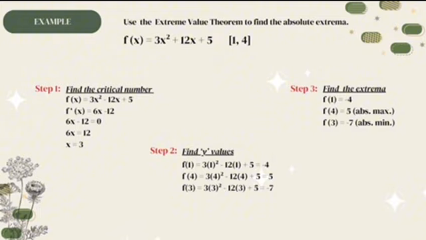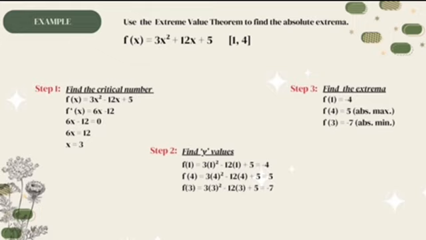Next is to solve this and find the value of x. So 6x minus 12 is equal to 0, and therefore it will be 6x is equal to 12, which will be that x is equal to 2 is our critical number.